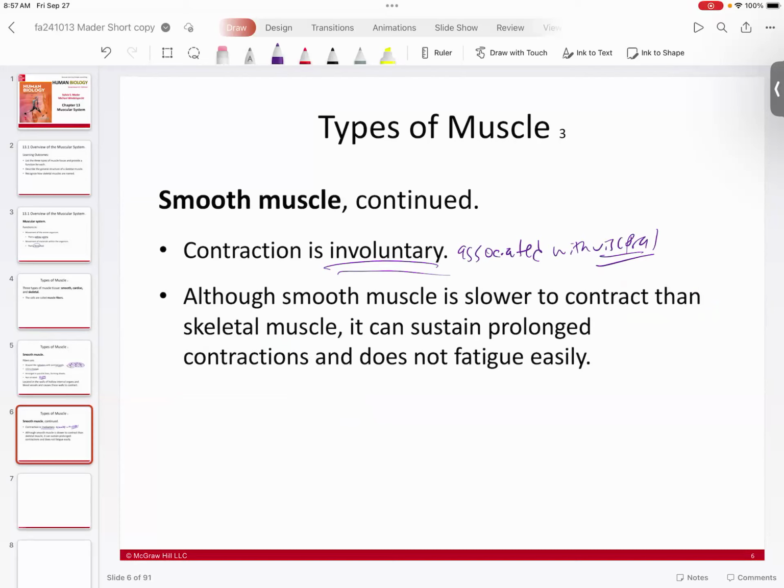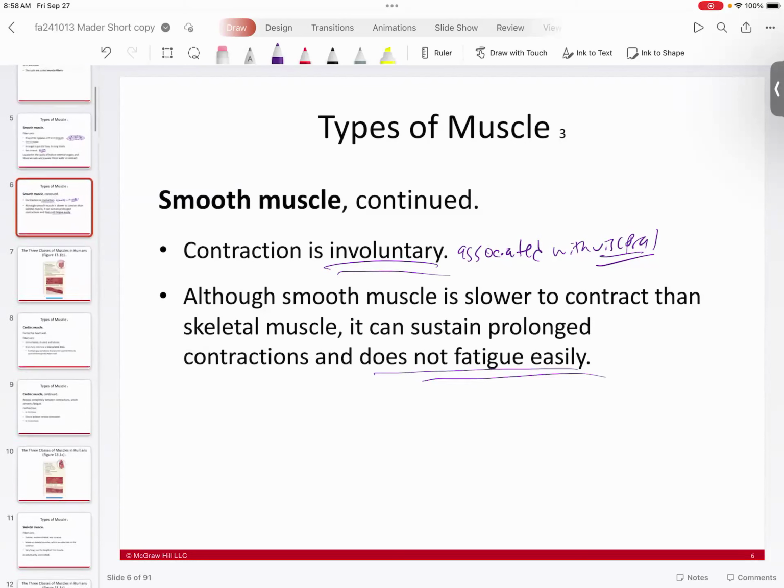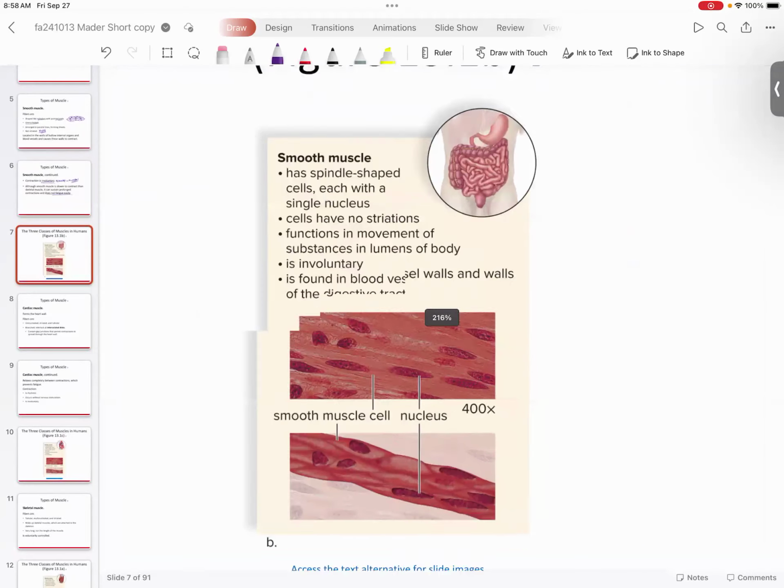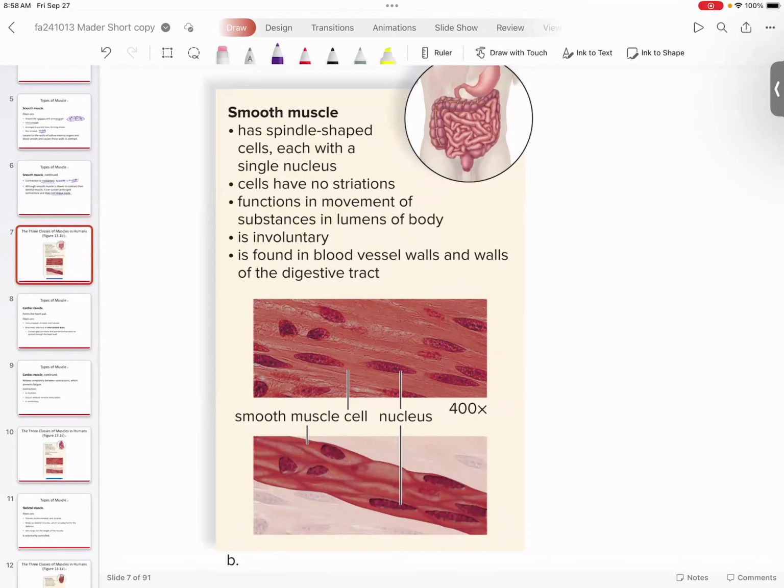And so these will contract in order to create a low level of tension, but that's enduring. So they don't fatigue easily, which is a good thing, because this is basically how your intestines will move. And so sometimes you have to have these muscles contracting for hours at a time, like when you're digesting. They don't fatigue easily because it's a very low level contraction, but they last a very long time. So this is what it looks like. This is simply a recapitulation from chapter four. So this gives you a good look at what the smooth muscle cells look like.